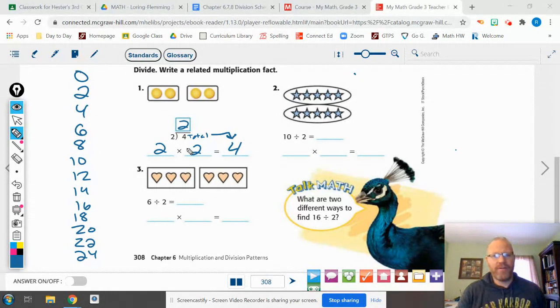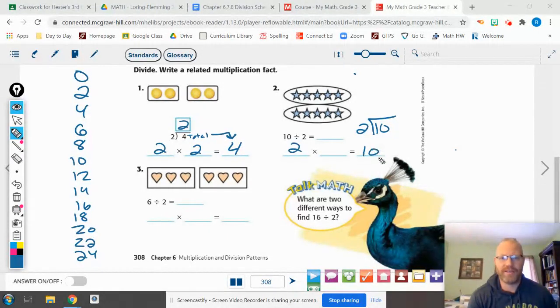Next, we have 10 divided by 2. When we have 10 divided by 2, we're going to take our smaller number, our part, which is 2 groups, times how many in each group equals 10 total. So 2 times what equals 10? 1, 2, 3, 4, 5. 5. 2 times 5 equals 10.